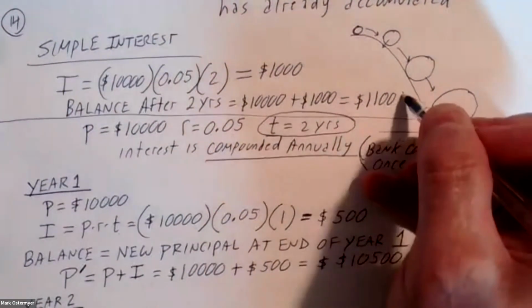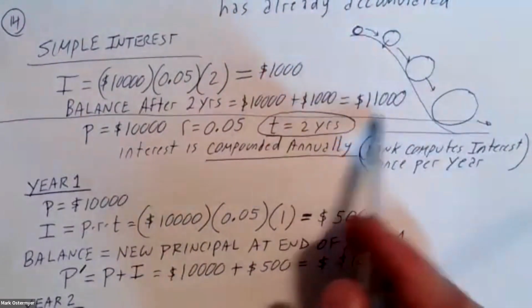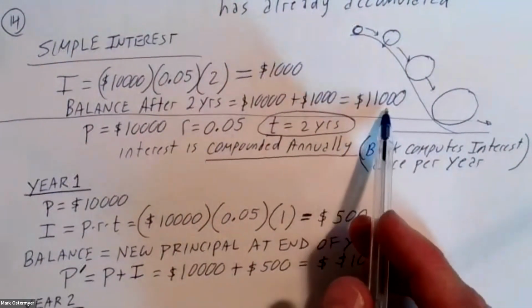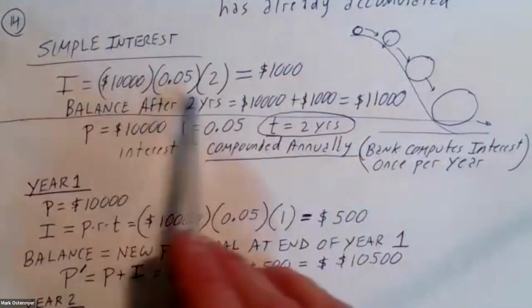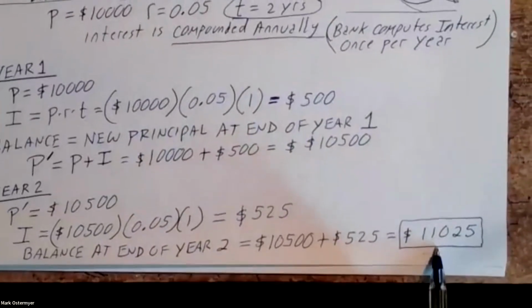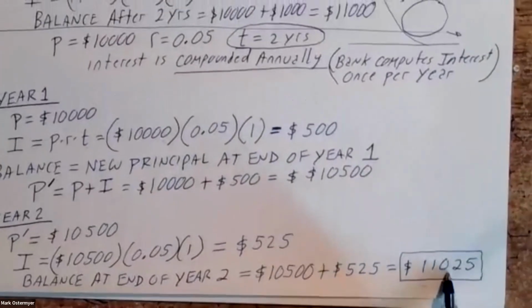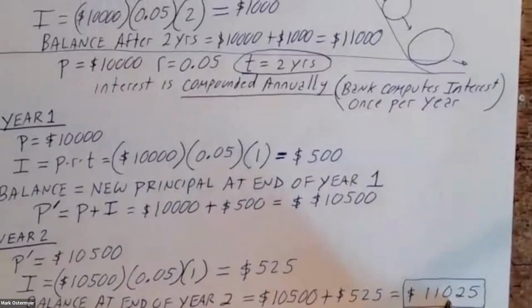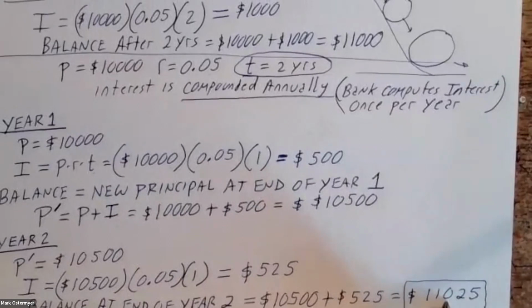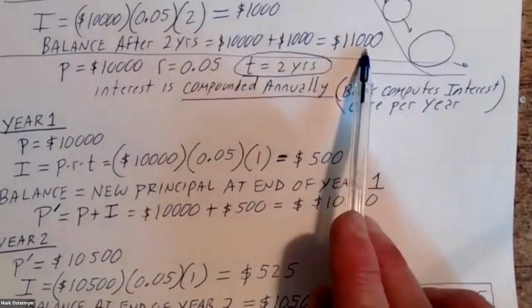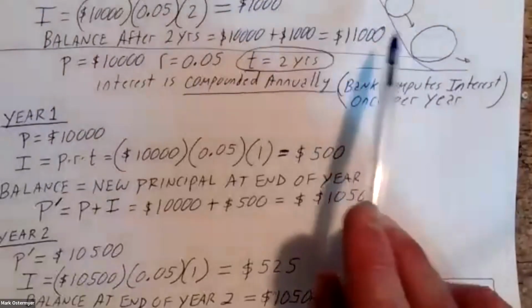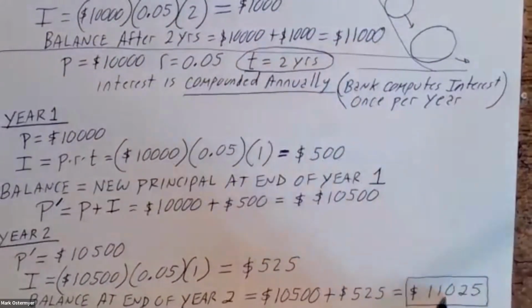$11,000, excuse me. We'd have $11,000 in our account after 2 years if our interest was computed as simple interest. But look, because it was computed as compound interest, we've earned an extra what? How many dollars? $25. Do you agree? You see that there? So compound interest pays more than simple interest, ladies and gentlemen.